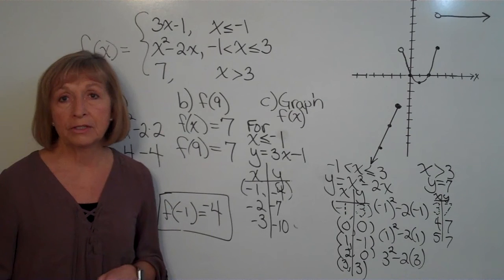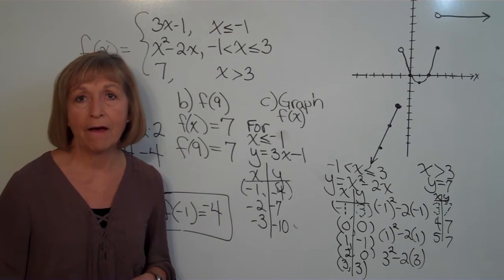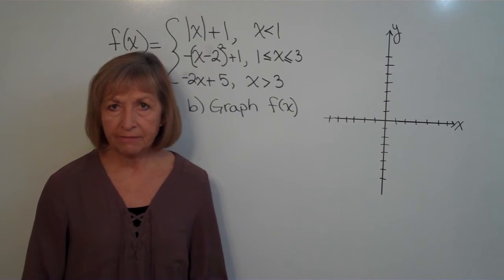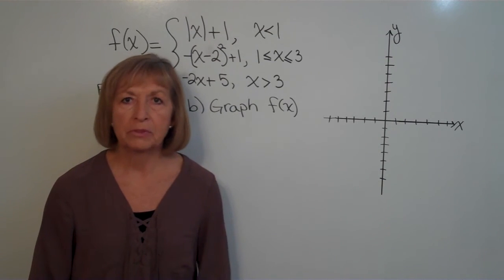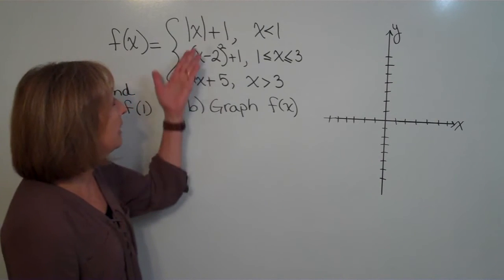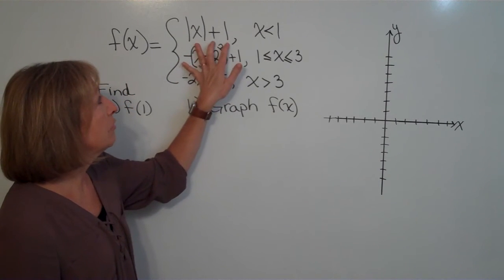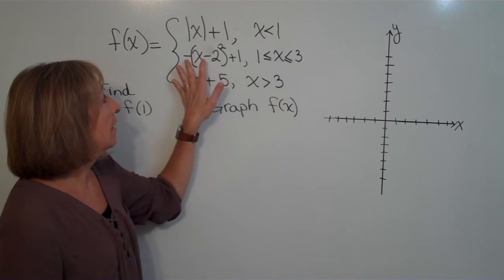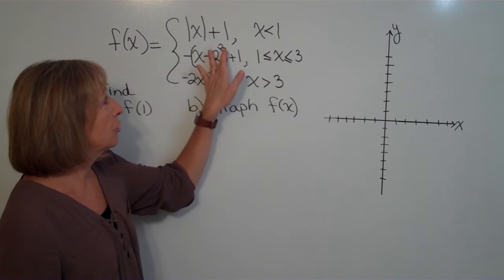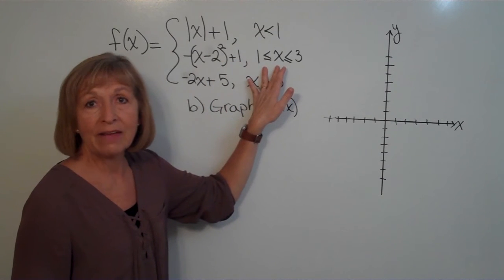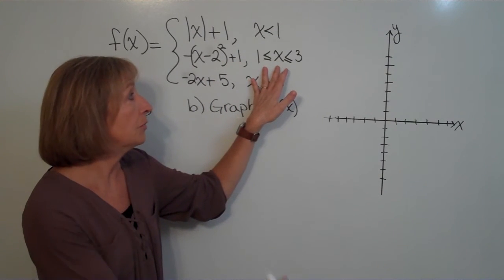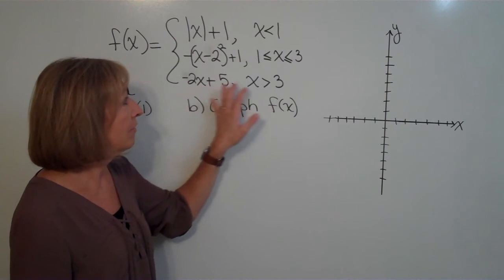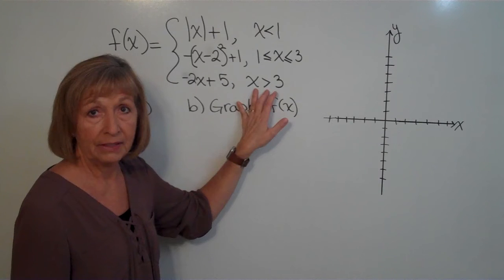So next up, we're going to look at another example of a piecewise defined function. Take another look at a piecewise defined function and just get some more examples under our belt. Here we have the piecewise defined function that is the absolute value of x plus 1 for x less than 1, the opposite of x minus 2 squared plus 1 for x values that are from 1 to 3, and then negative 2x plus 5 for the x's that are greater than 3.